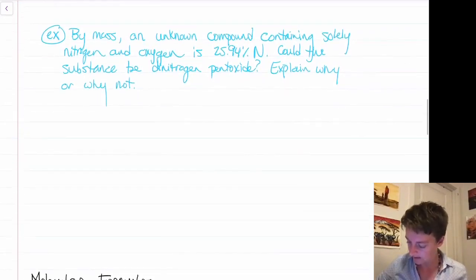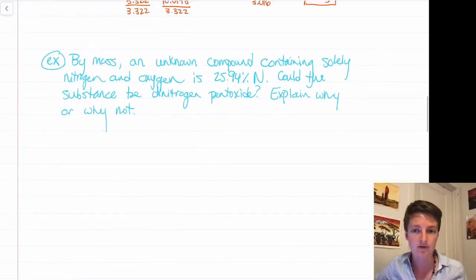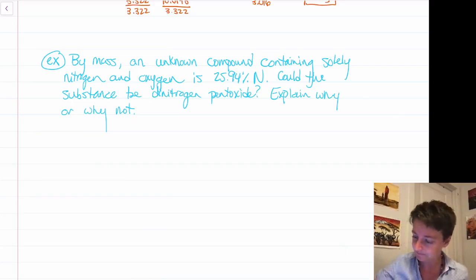All right, so here's a second example. By mass, an unknown compound containing solely nitrogen and oxygen is determined to be 25.94% nitrogen. Could the substance be dinitrogen pentoxide? Explain why or why not.